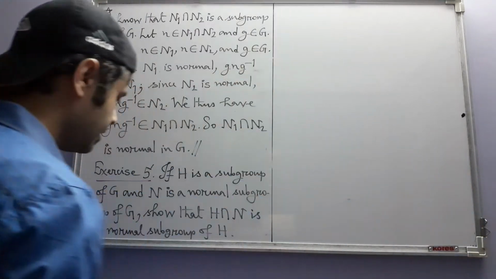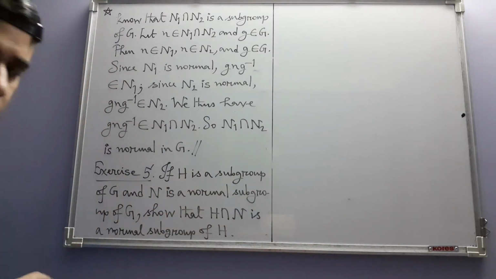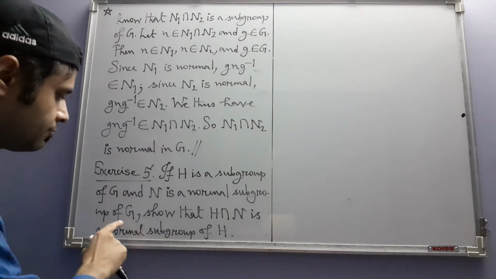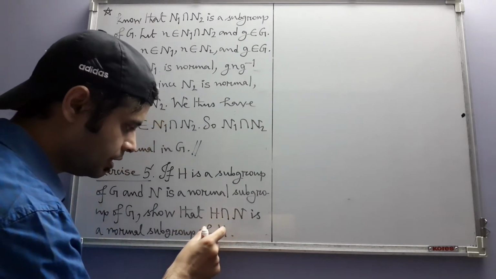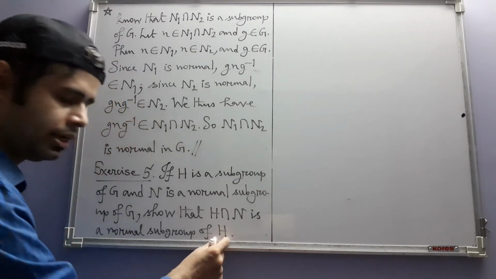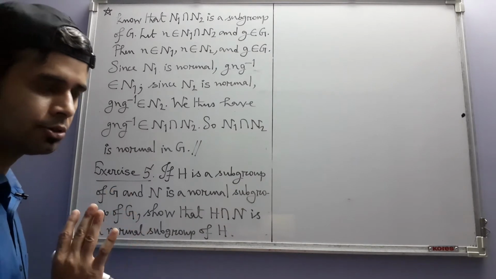Okay, so in this case we are again given any subgroup H in G, and N is a normal subgroup of G. Now we have to prove that this intersection is a normal subgroup of H. First, let us argue that this intersection is a subgroup of H.